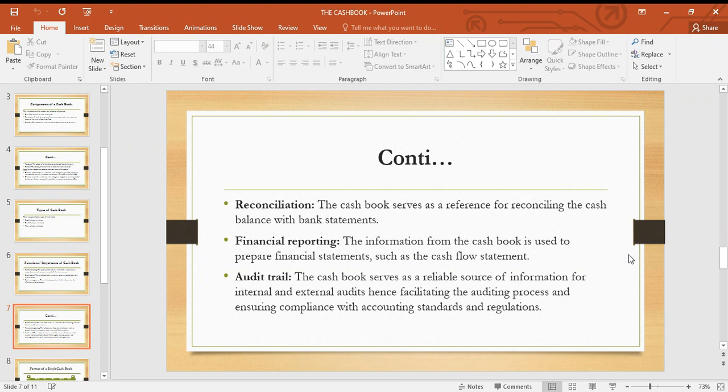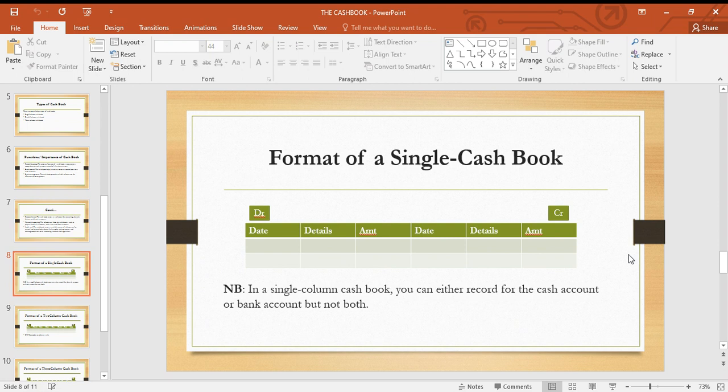So we have the next one. But before we see the format of a single column cash book, is there anyone with a question? Yes, Irene? A very quick question. Thank you, Irene.